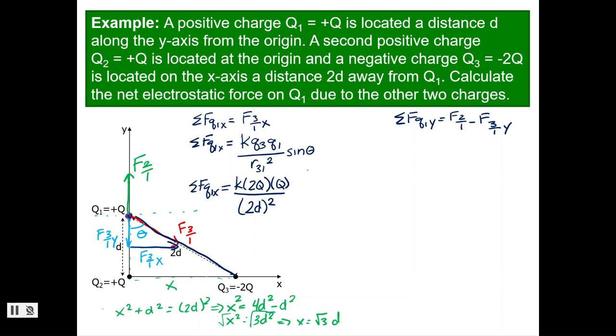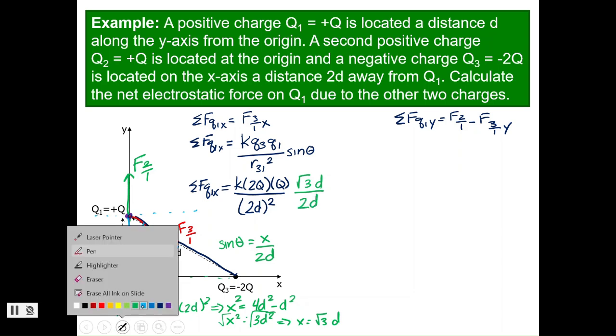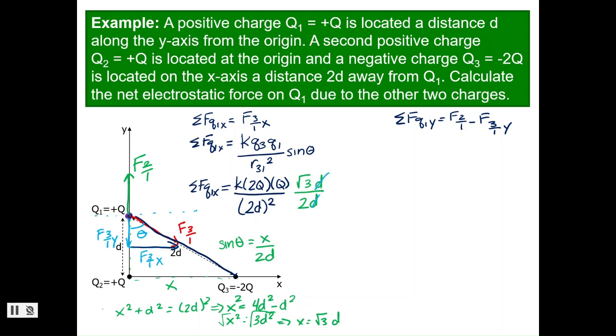So sine theta then is going to be x over 2d. So that is going to be the square root of 3 times d over 2d. So simplifying, one of these d's will cancel. I'll have a 2 cancel here. So this gives me the net force on Q1 in x is equal to kq squared. I'm going to tack in that square root of 3 from on top right there, and that's going to be over 4d squared.